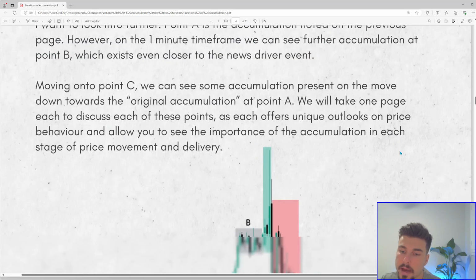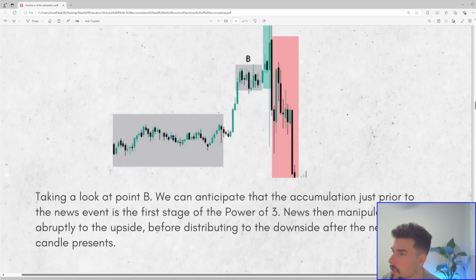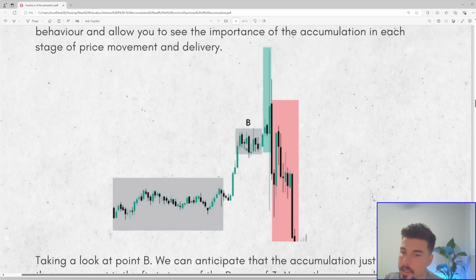Now, let's move on to the next slide and actually talk about how this looks in terms of the power of 3. So that's one illustration. Here you can see the power of 3. So accumulation A, accumulation B. Accumulation B is the power of 3. Accumulation, manipulation from the news event, and distribution.